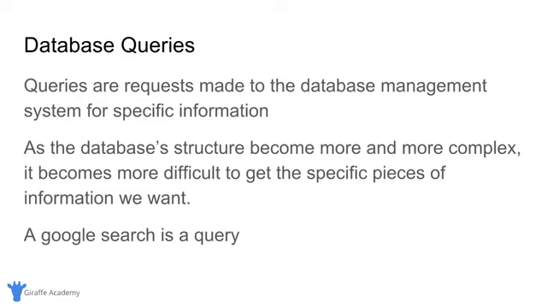As a database's structure becomes more and more complex, it becomes more difficult to get the specific pieces of information that we want. And if you have a very complex database layout or schema, then getting a specific piece of information can be a little bit tricky. That's why we write database queries. You could write a very complex database query, which in a lot of ways is like a program, if you've ever used a programming language before. And that query will then instruct the relational database management system to grab specific pieces of information from the database.